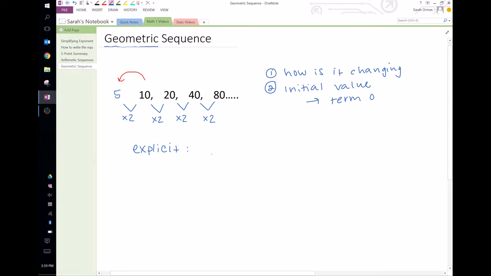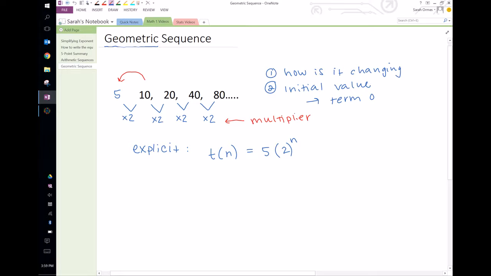So your explicit equation always starts with t of n equals, so the value of the term equals, and now there's 2 parts. This thing that it's changing by, we call this our multiplier. So we're going to use both of the things we found. My initial value is 5, and then my multiplier is 2 every time, it's doubling. And I'm going to raise it to the, oops, shouldn't be an x, that should be an n. Raise it to the n power.